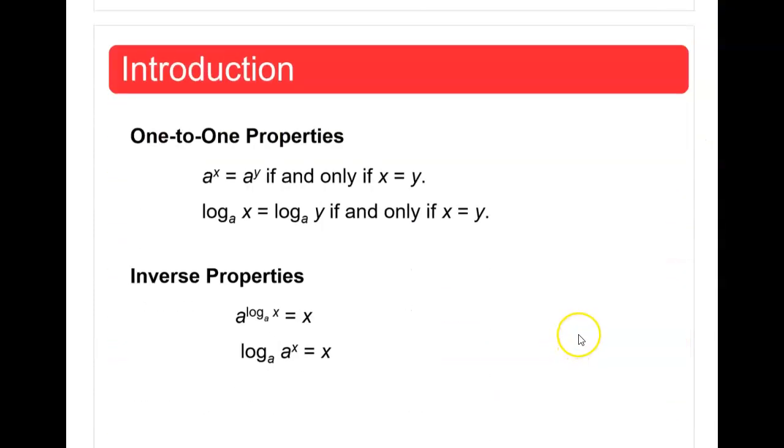And so right here is an example again. With one-to-one properties, you have the base is the same. And so because of that, the exponents must be equal, if you are saying that this statement is true. And we have the if and only if, a double arrow. It implies that if the left side is true, the right side must be true. If the right side is true, the left side must be true. So you could use this property in both directions.